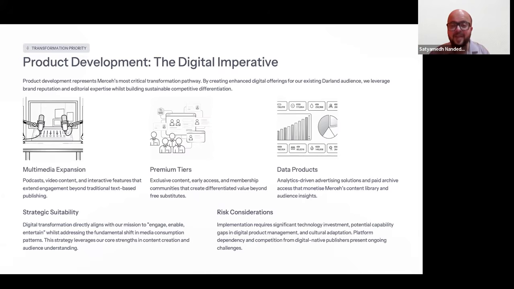And then data products, analytics-driven advertising solutions, and paid archive access that monetize Mercy's content library and audience insights. You could also think of it. So this is a little in-depth additional analysis from my end. If your advertising solutions are analytics driven, what difference does it make?